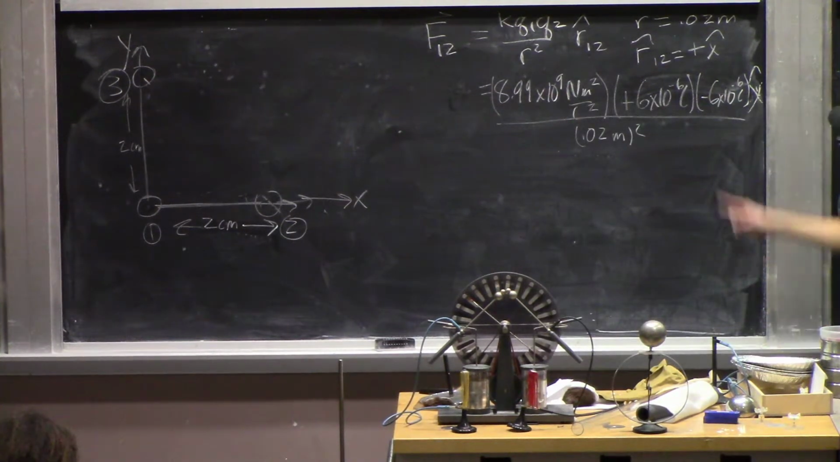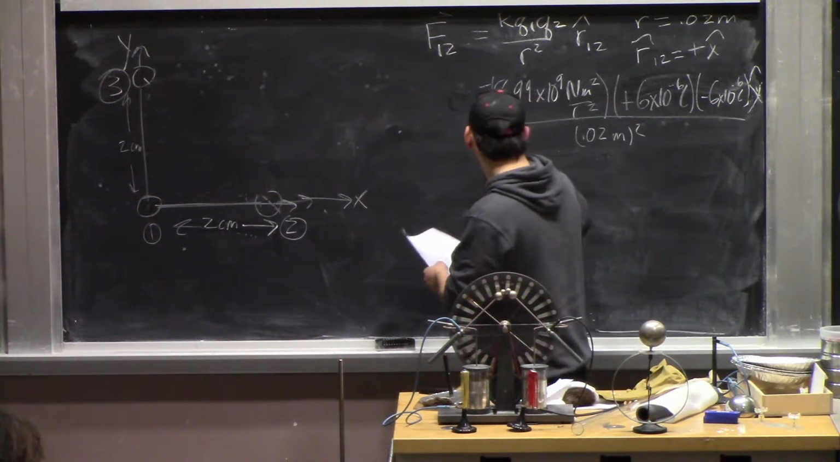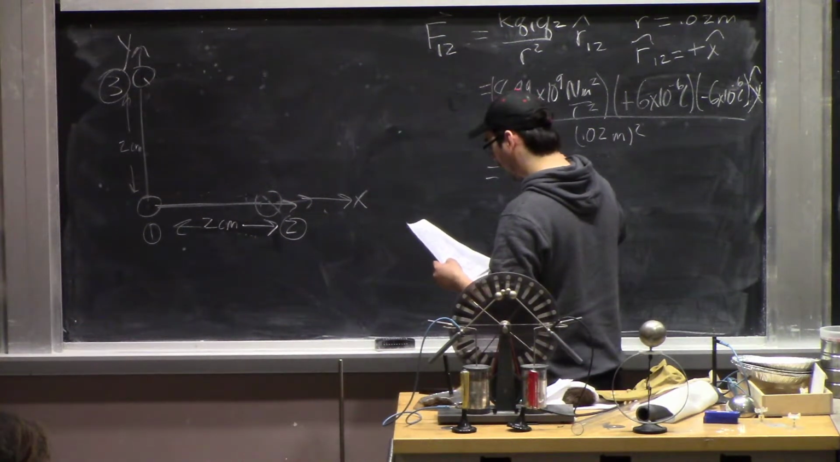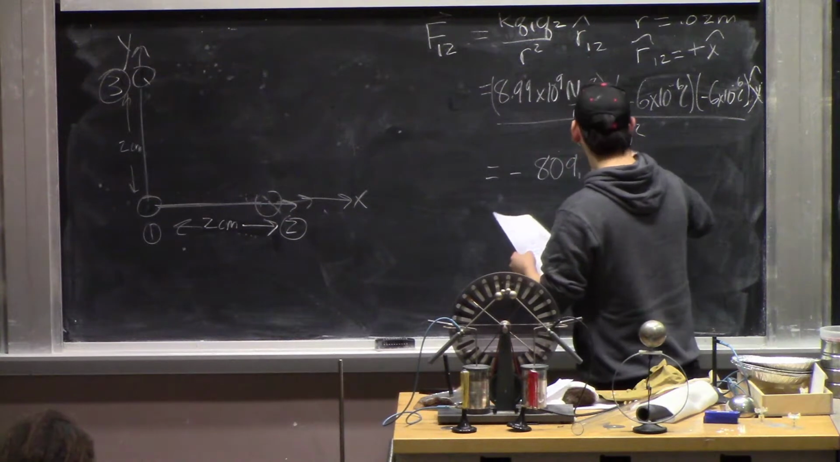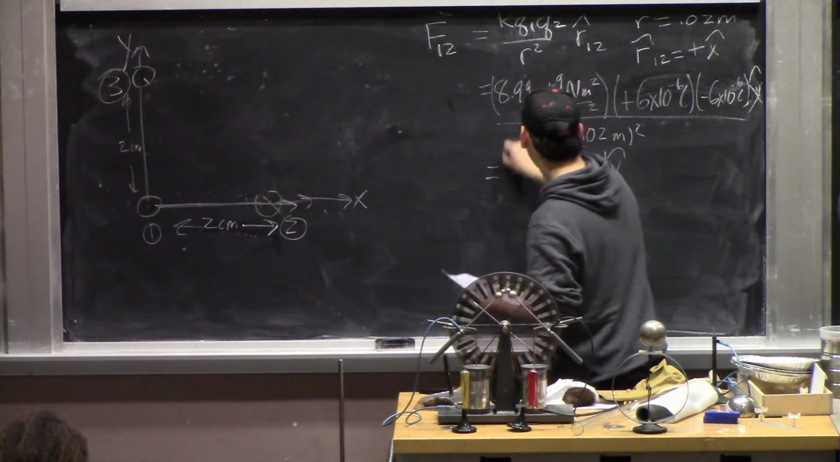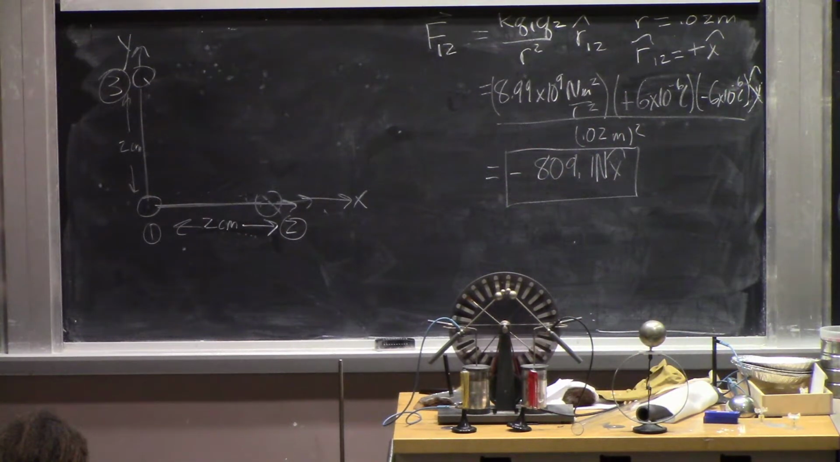Okay? So now I just need to plug all this into our calculator and turn the crank, and what I end up finding is negative 809.1 times x hat, newtons. Newtons times x hat. Okay? Units matter. Pretty much every problem that we have on a test, there's a point for writing the units, so make sure you write your units.